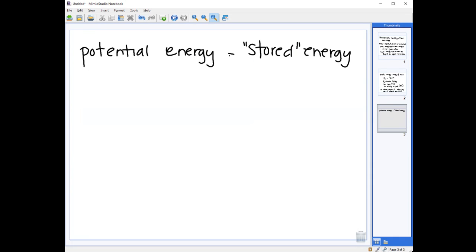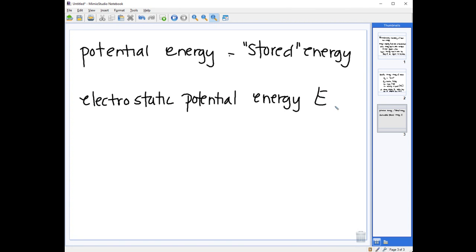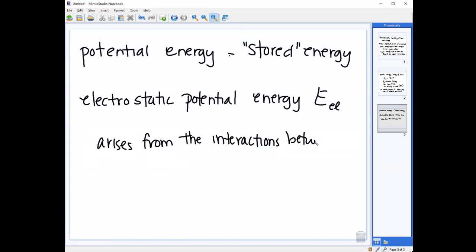In chemistry, one of the forms of potential energy that we look at is referred to as electrostatic potential energy, or E sub EL. And this is going to arise from the interactions between charged particles. So basically what we're looking at in terms of chemical bonds. Okay. And we do have a formula for that.